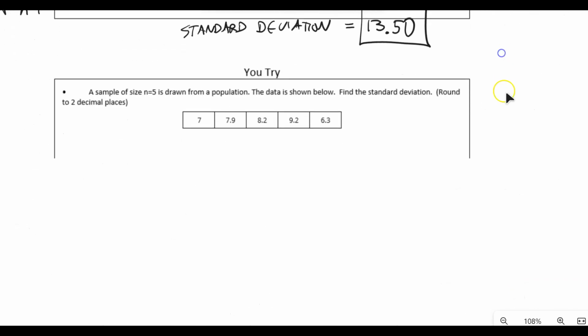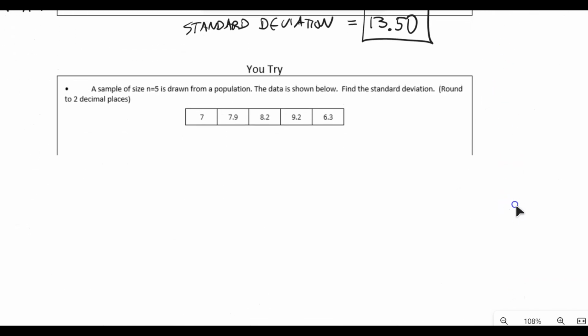Okay, now you get to try it. It's a much smaller data set, so it shouldn't take you as much work. Go ahead and pause the video and work this out. Okay, you should end up with 1.12. If you didn't, some intermediate steps: the mean, 7.72. The quasi-average, 1.247. And then the square root of that, 1.12.